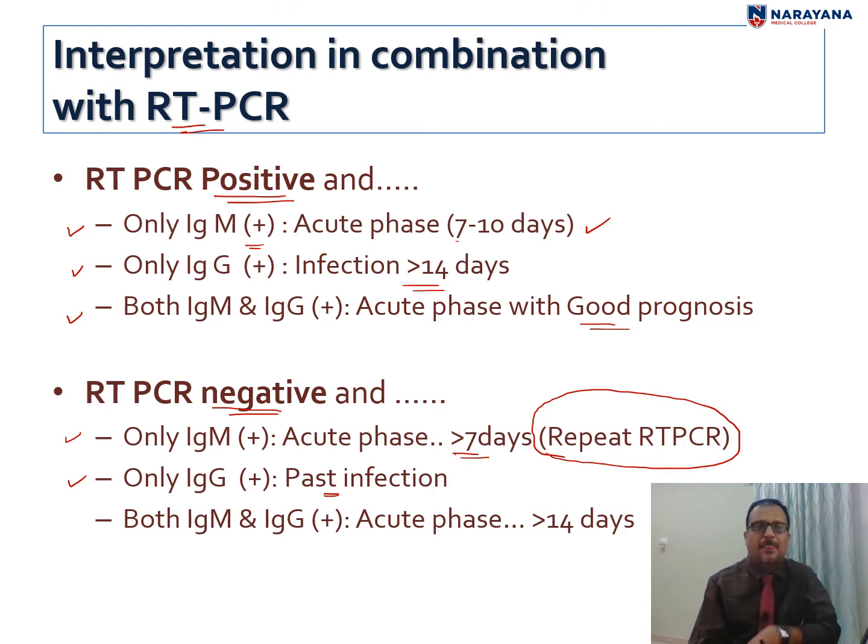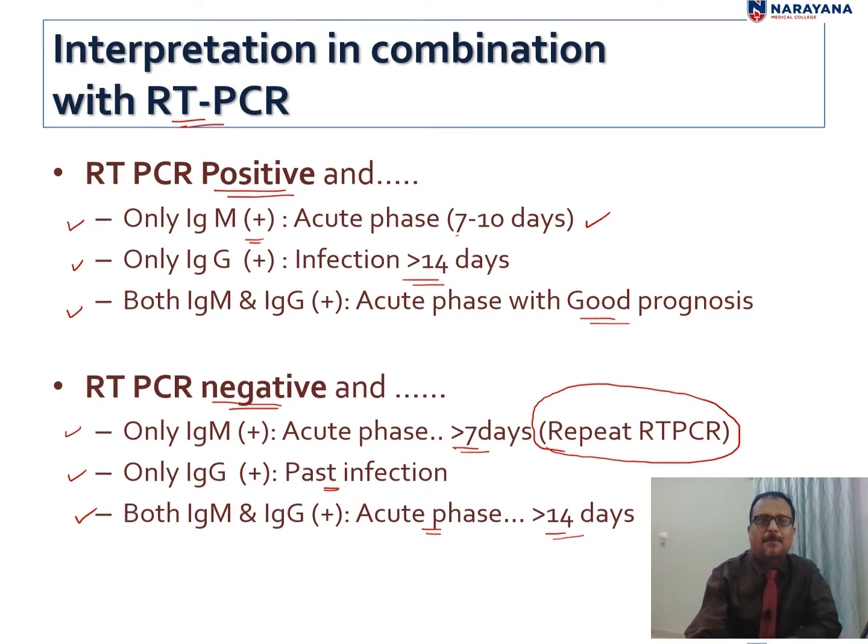some protection. And if both IgM and IgG are positive in the presence of a negative RT-PCR test, it indicates the acute phase of infection, which would be more than 14 days. This is how we can combine perfectly with the RT-PCR to interpret the antibody testing.